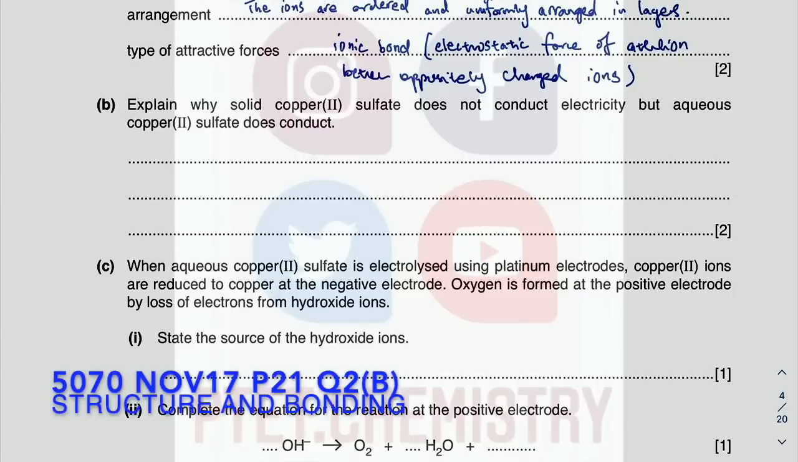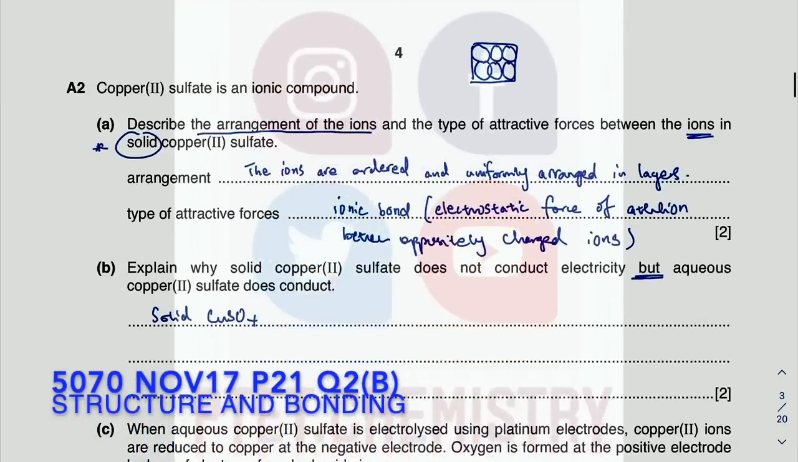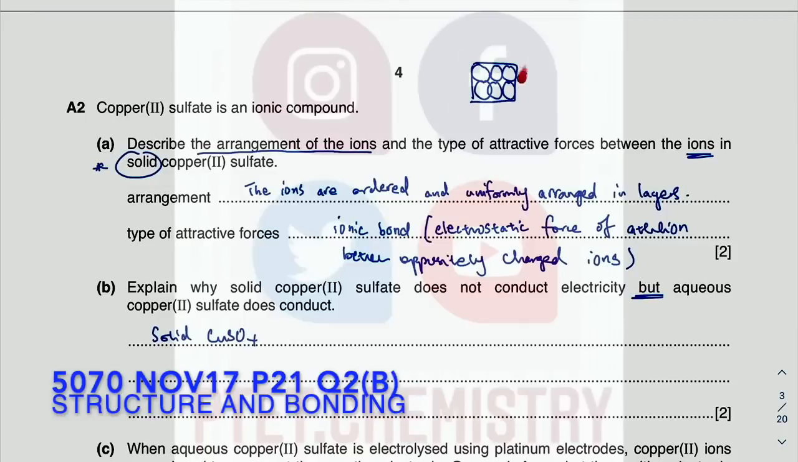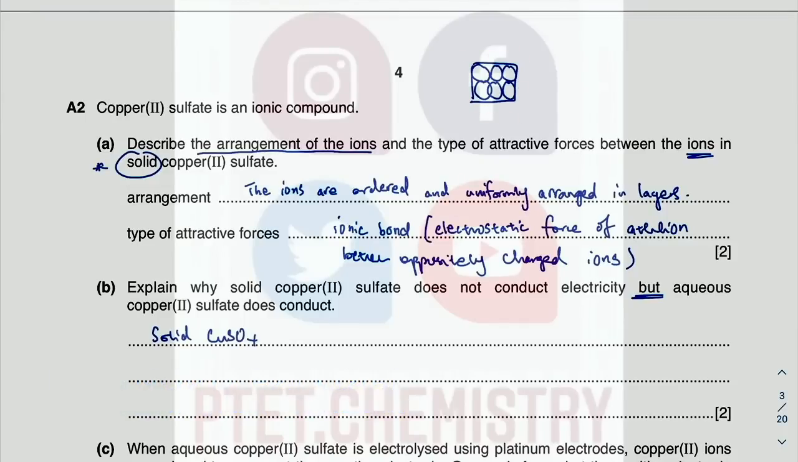So there are two things to the next part of the question. Okay, so we know that solid CuSO4, when it exists as this kind of regular ordered lattice structure, has no free moving ions. So meaning to say, you can say no mobile. Free moving would mean that it's mobile. Mobile would mean that it can move around. Okay, so no mobile ions.